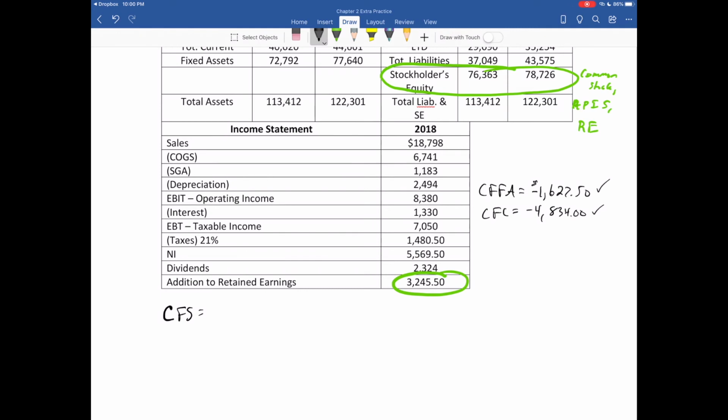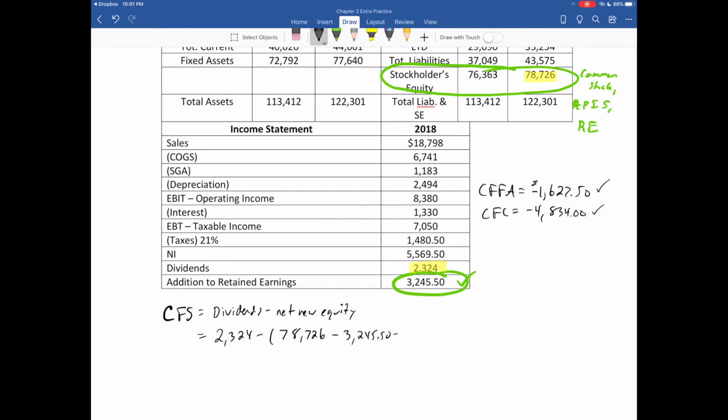So cash flow to stockholders, if you remember, is equal to dividends paid minus net new equity. And again, we are focused on new equity raised in the capital markets, so we do not want to include any retained earnings. So we look at dividends paid of $2,324. And then net new equity, their ending equity was $78,726. But that also includes whatever they added in the form of retained earnings, this $3,245.50. So we're going to want to deduct that from that ending balance.